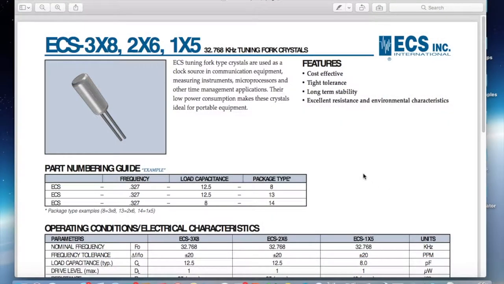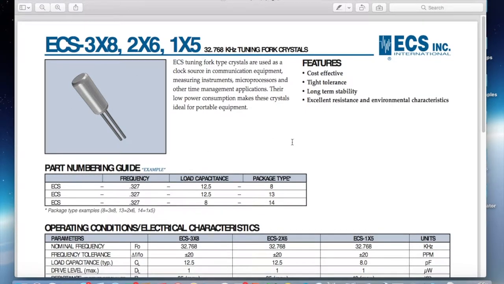Okay, this is the data sheet for the crystal that I'm using in this circuit. This crystal is manufactured by ECS, and the part number is ECS38X. That's the one I'm using. In a brief description, this is a tuning fork type crystal, used as a clock source in communications equipment, measuring instruments, microprocessors, and other time management applications.